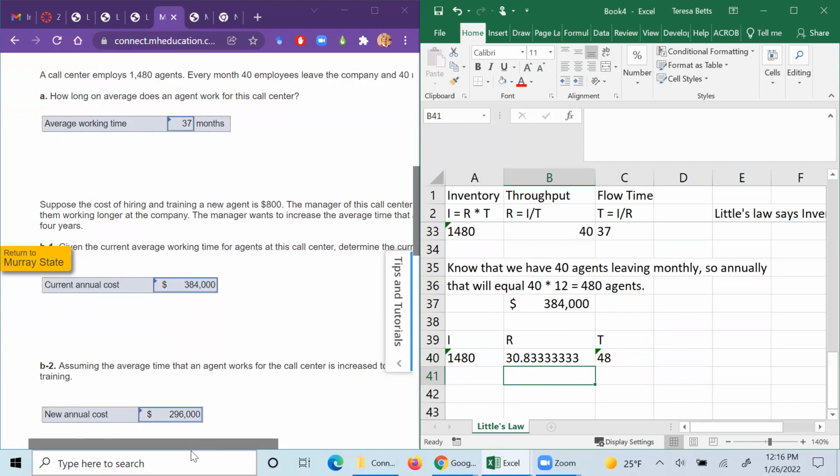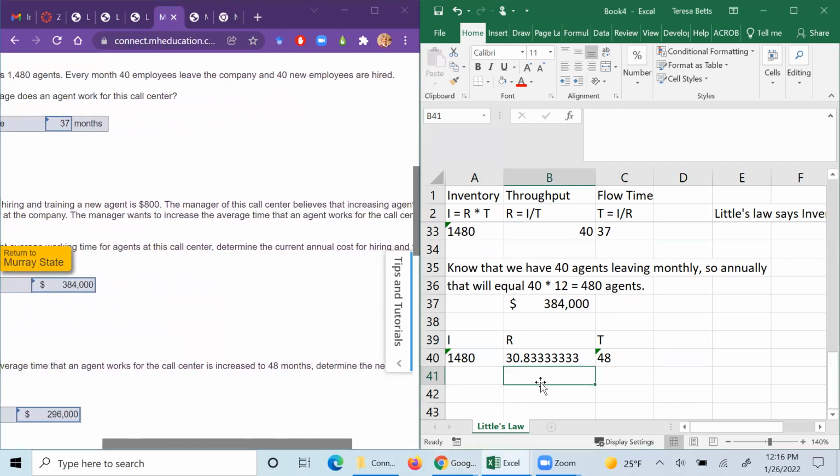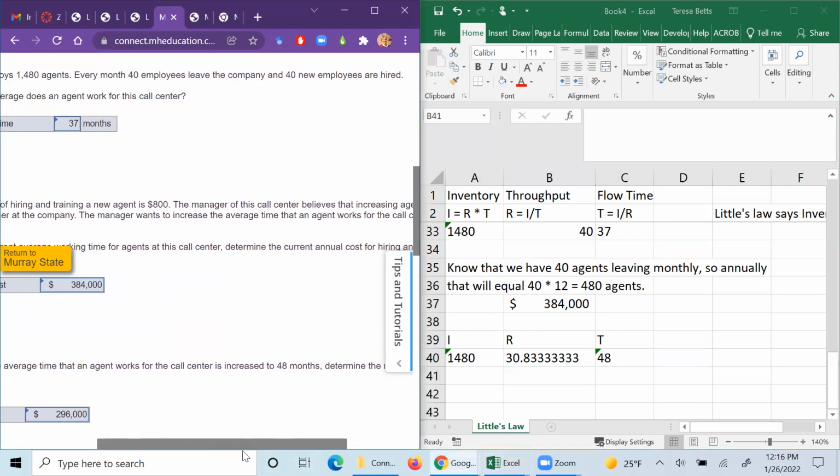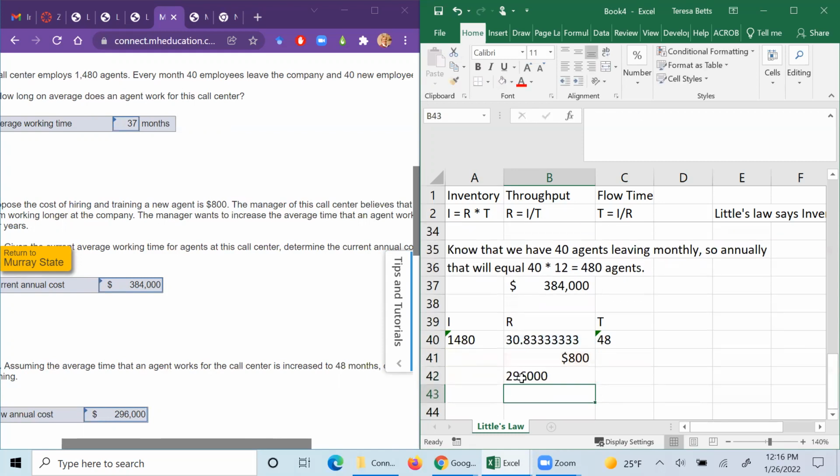Okay. Let me see if it tells me anything. Okay. And I know, again, that that's monthly. And so the cost that we saw above was $800 for training, right? So we're going to take this 30.83 times the 800 times 12 months to tell us that that cost should be $296,000, right?